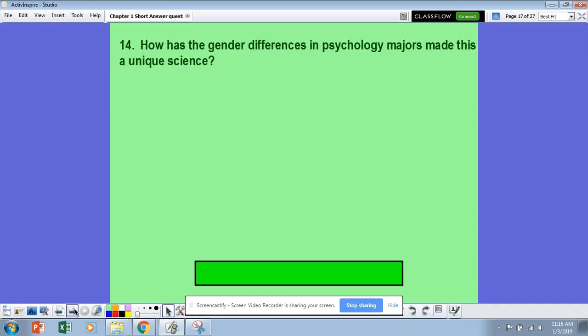Your last item, number 14, how has the gender differences in psychology majors made this a unique science? And part of that is the number of women. 2/3 of all psychology majors happen to be women.